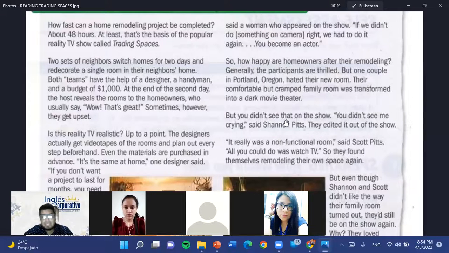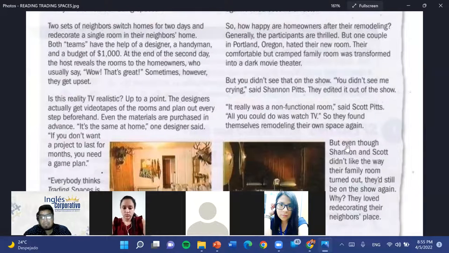Okay, but you didn't see that on the show. You didn't see me crying, said Shannon Pitts. They edited it out of the show. It really was a non-functional room, said Scott Pitts. All you could do was watch TV. So they found themselves remodeling their own space again. But even though Shannon and Scott didn't like the way their family room turned out, they'll still be on the show again. Why? They love redecorating their neighbor's place.